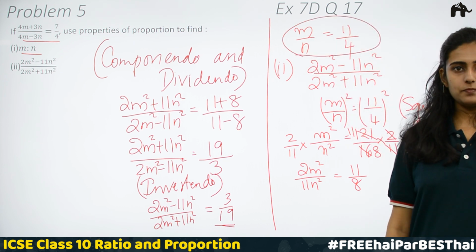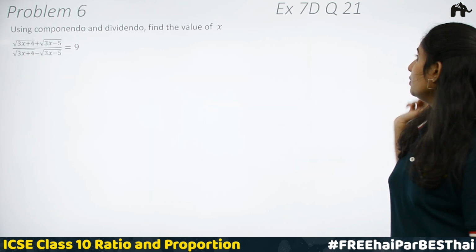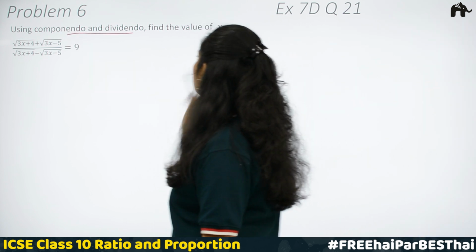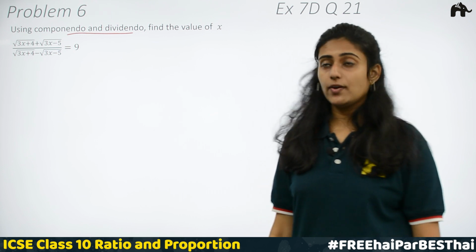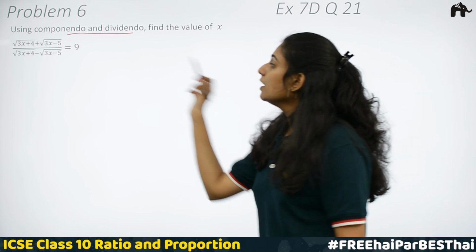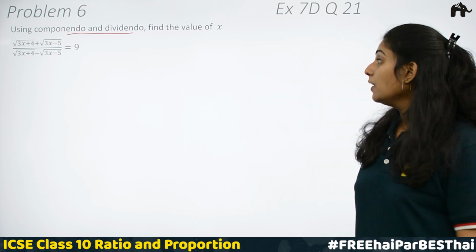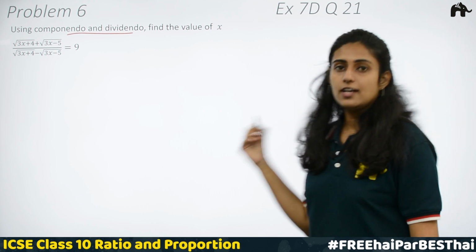Clear? Okay, let's do the next question. Problem number 6, question 21 of exercise 7D. Using componendo and dividendo, find the value of x. Here we are asked to use this property, that is componendo and dividendo property. The question is (root of 3x plus 4 plus root of 3x minus 5) divided by (root of 3x plus 4 minus root of 3x minus 5) is equal to 9.